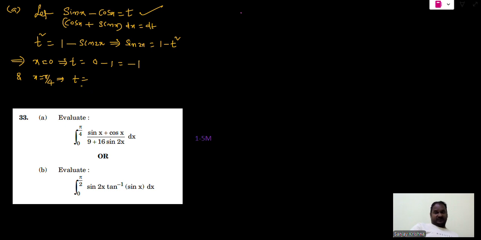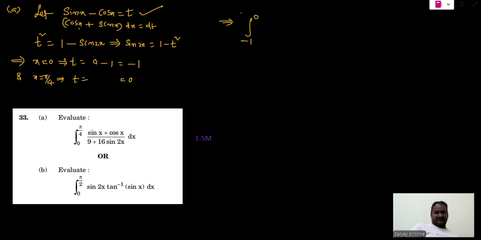So, sin pi by 4 and cos pi by 4 are both the same, so the difference is 0, because 1 by root 2 minus 1 by root 2. Therefore, the limits have been changed from 0 to pi by 4 to minus 1 to 0. Alright. Now, I am going to implement this here. That implies the integral 0 to pi by 4 becomes minus 1 to 0. Right? Minus 1 to 0.